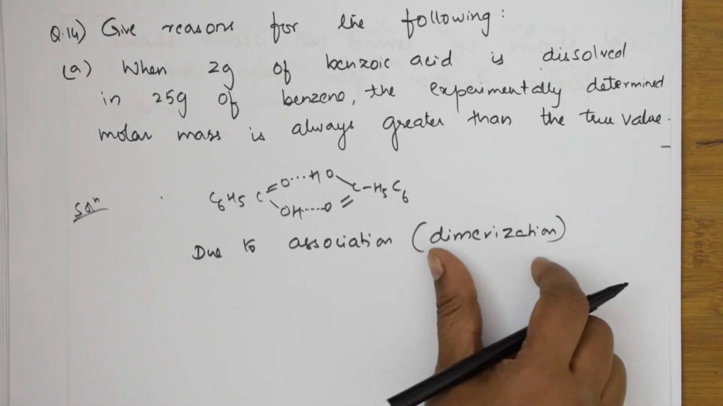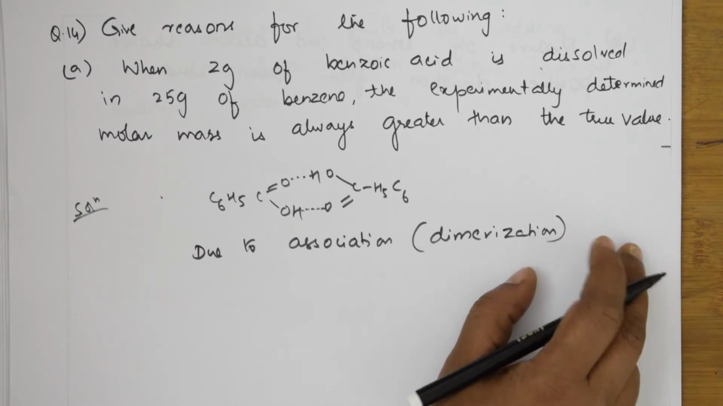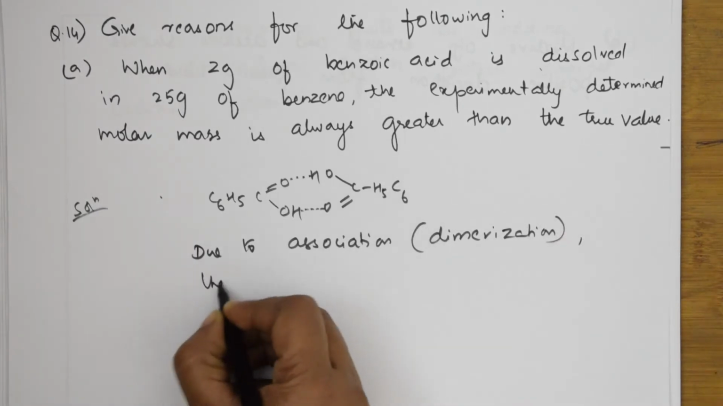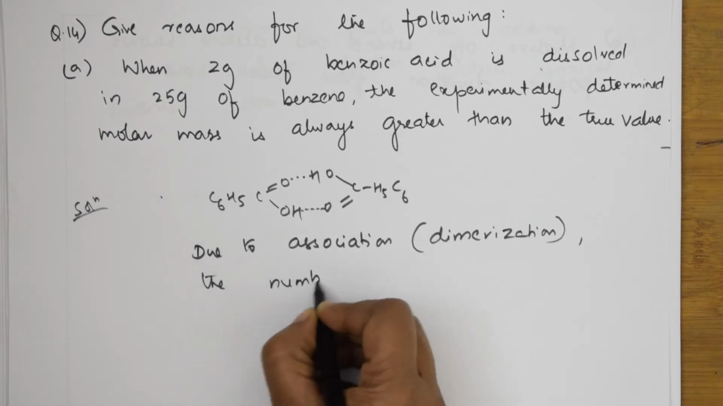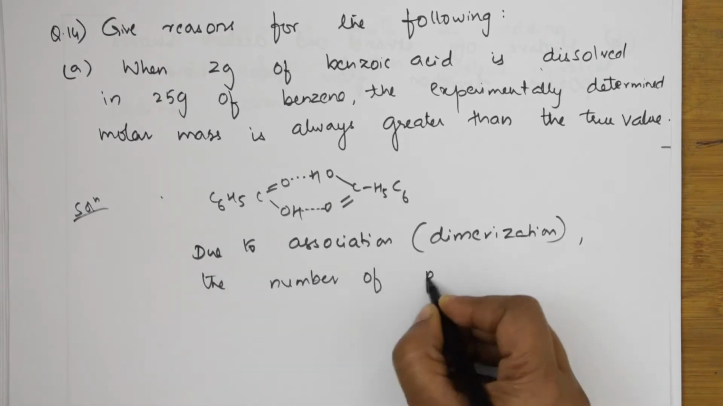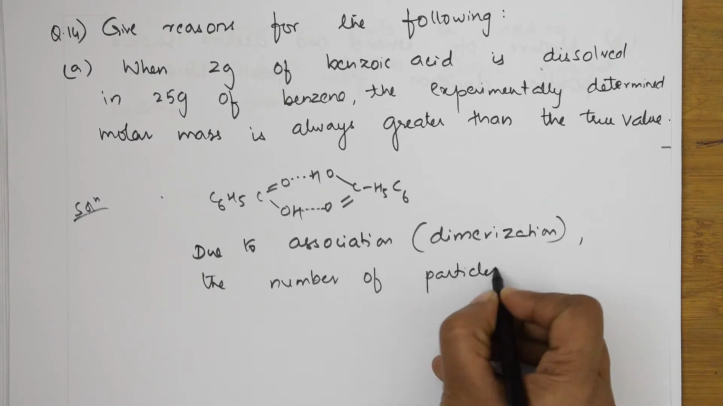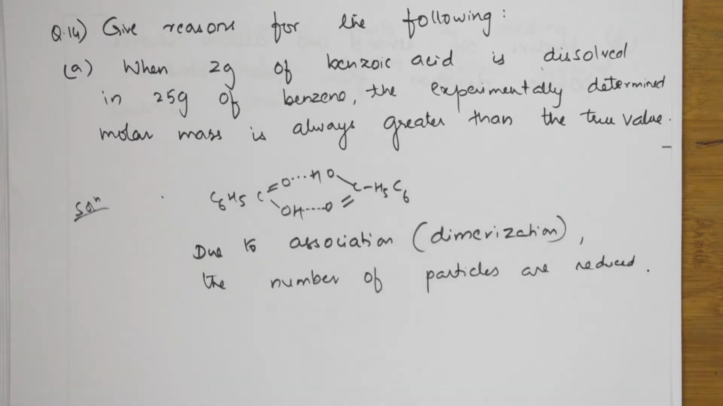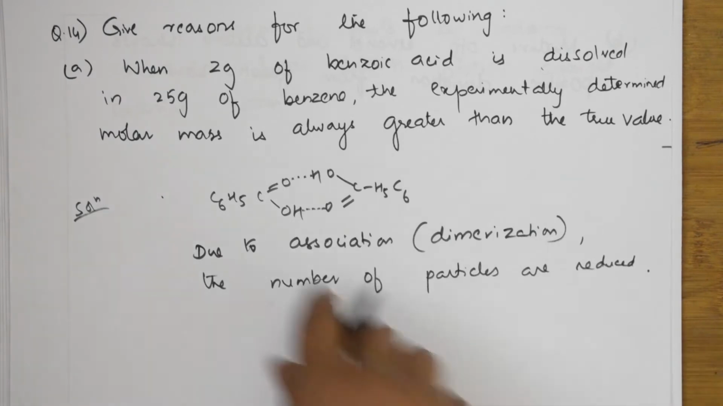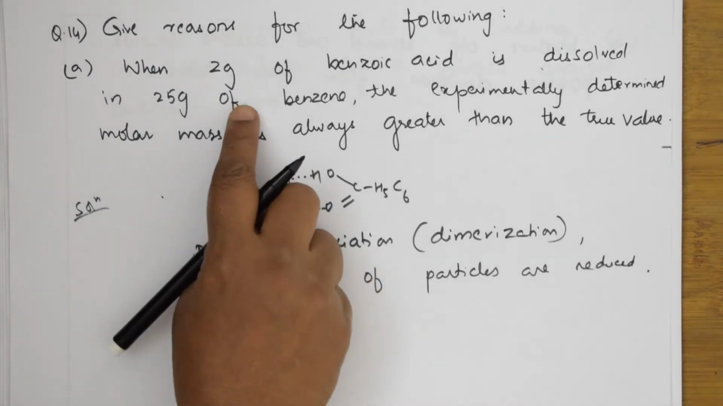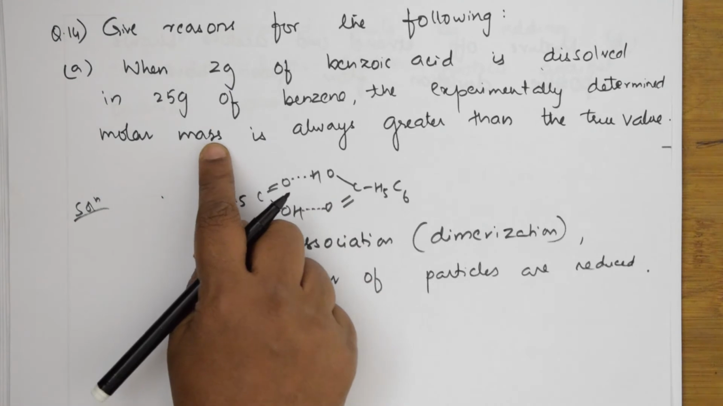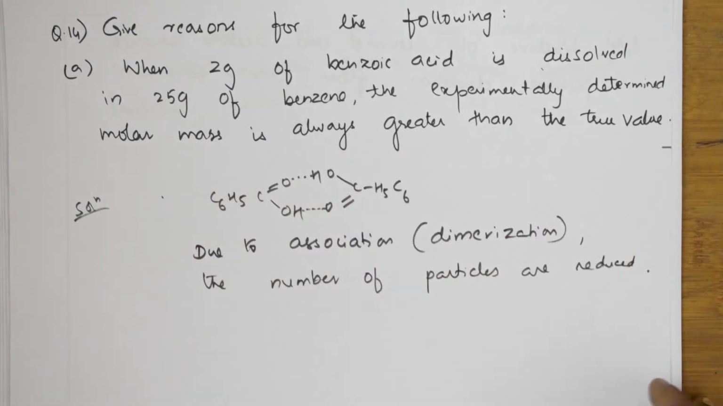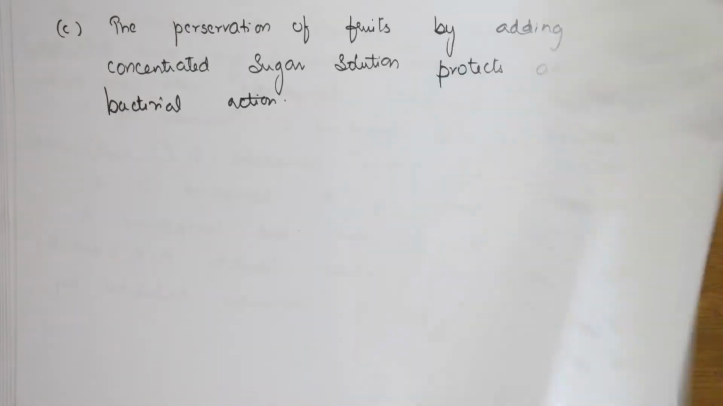Here only the examiner will give you half mark, or finally together 1 mark. So due to dimerization, what will happen? The number of particles are reduced. Done? Yes. So because of this, what will happen? Here we said 2 grams of benzoic acid is dissolved. The experimentally determined molar mass is always greater than the true value. Correct? Yes. Now let's come back and do the next question.